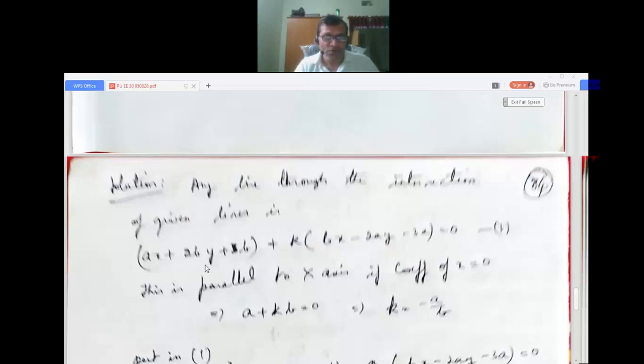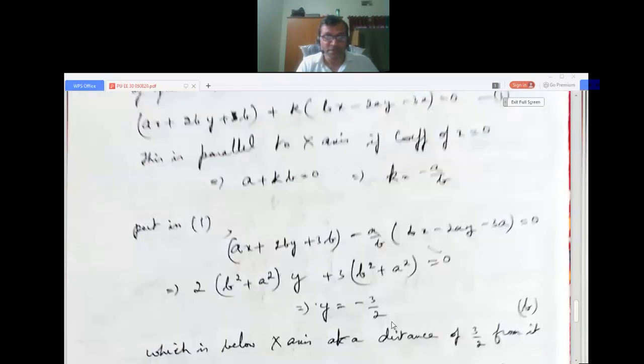So what we get here? Coefficient of x equals 0, it is parallel to x-axis. If it is parallel to x-axis, remember the formula here, coefficient of x equals 0. So coefficient of x here is a plus kb equals 0. k is minus a by b.